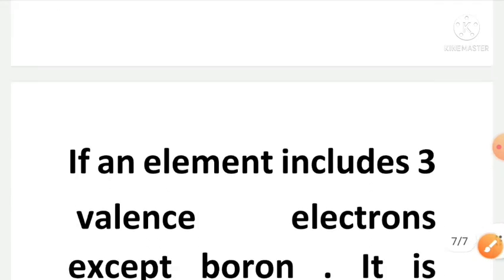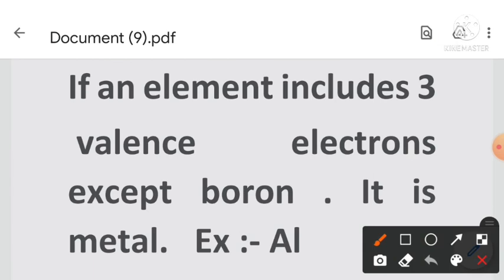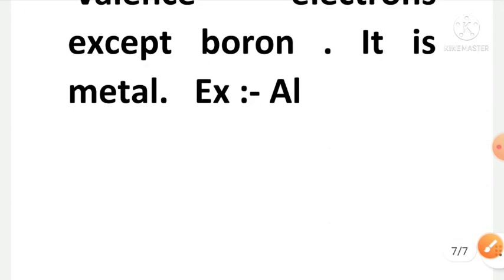Now in the third condition, we see that if an element includes 3 valence electrons, except boron, because boron is a non-metal, so it is called a metal. We know that in aluminium, we write the electronic configuration of aluminium.